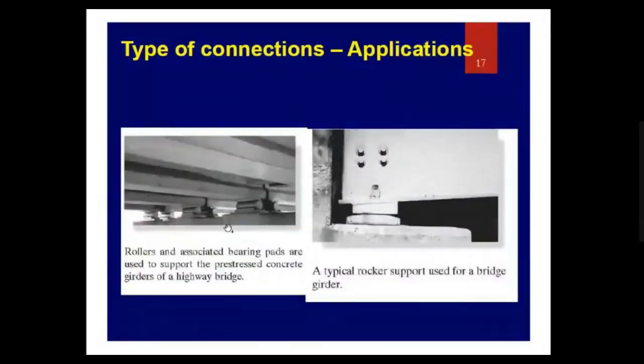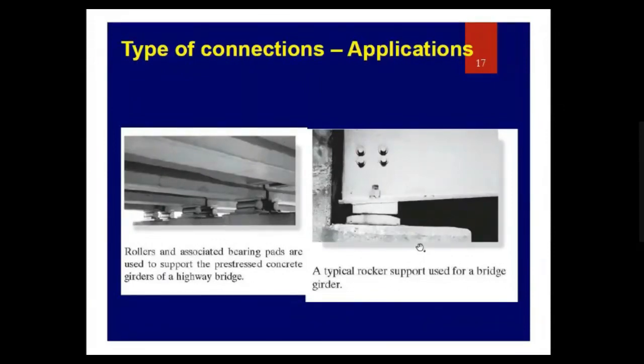In these figures, some roller supports are shown. For example, here you can see the roller supports. The rollers are provided over the bearing pads, so the beam can rotate about these rollers, as well as move horizontally along its own axis, but it cannot move down. So it's a kind of roller support.